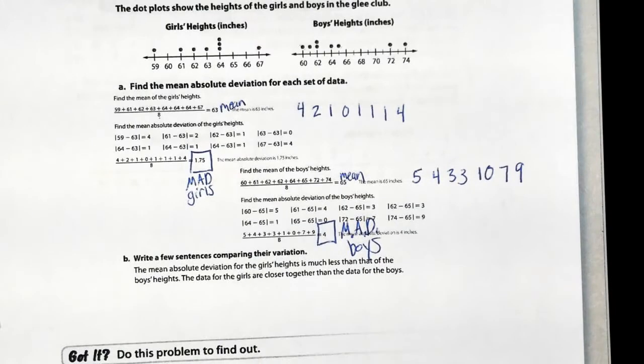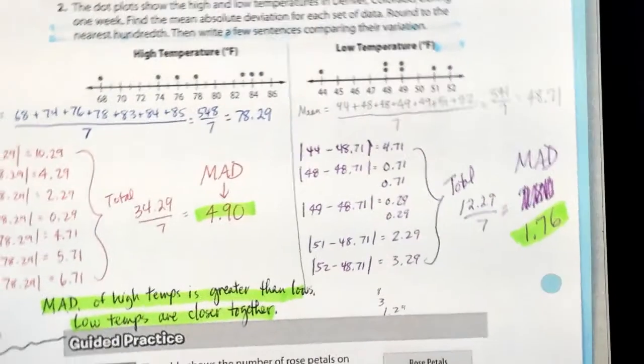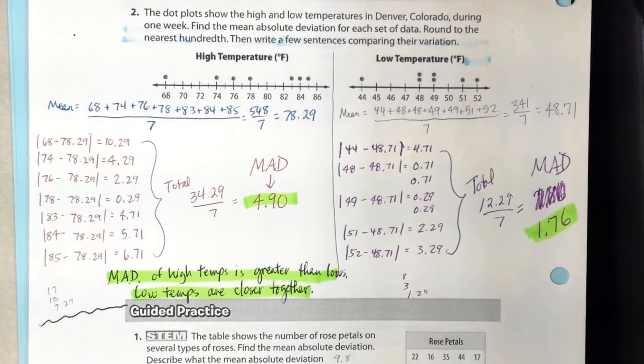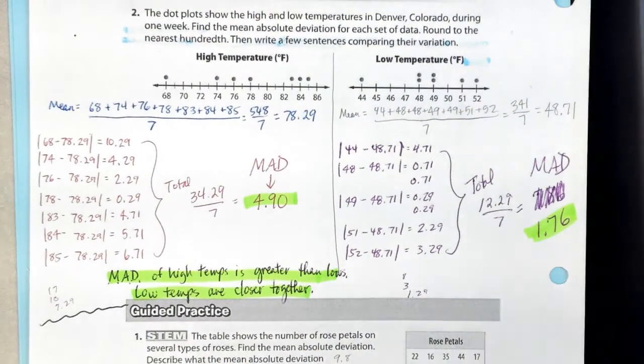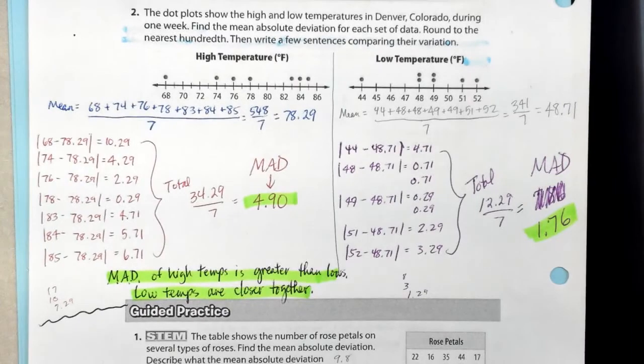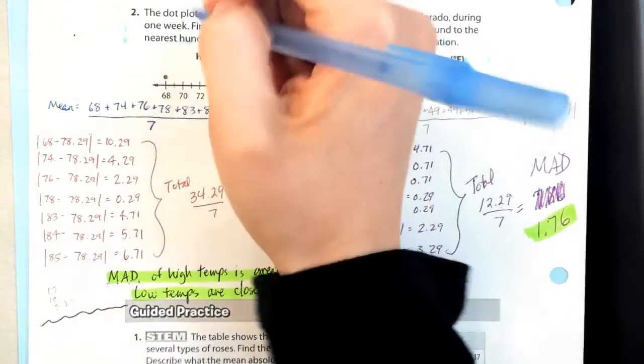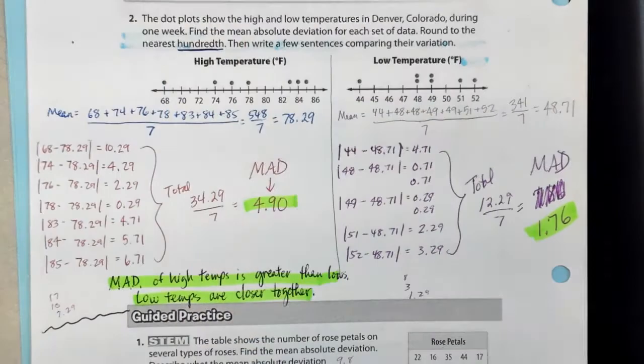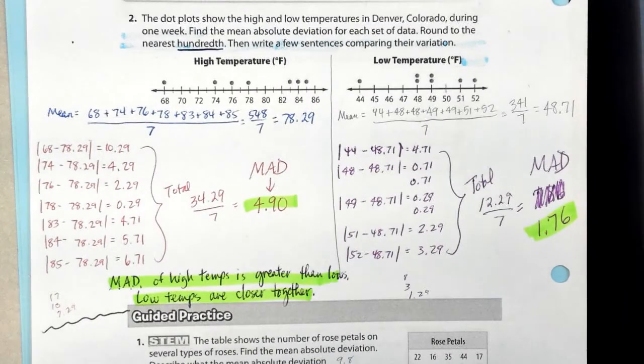So then there was a got it problem. This got it problem takes a while, so instead of working it out with you, I'm going to show you the answer to it. So it says, the dot plot shows the high and low temperature in Denver, Colorado during 1 week. Find the mean absolute deviation for each set of data, round to the nearest hundredth. That's important in this problem, round to the nearest hundredth. Then write a few sentences comparing their variation.